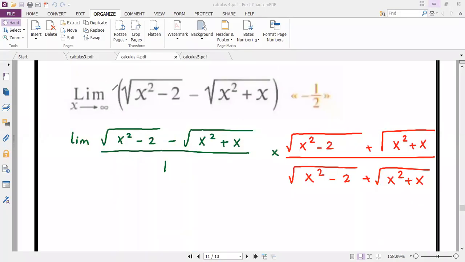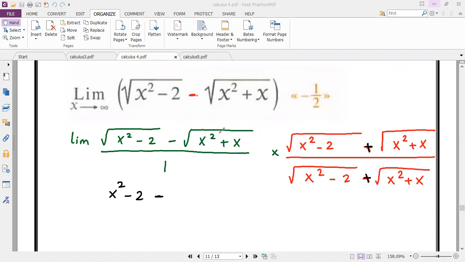In this one here, we are going to multiply by the conjugate, the top and the bottom. So the conjugate is the same, but it changed the sign between them. Here it's a plus instead of minus. And then multiply. The square root multiplied by the square root, it will be x squared minus 2. Negative times positive, so it's a negative.